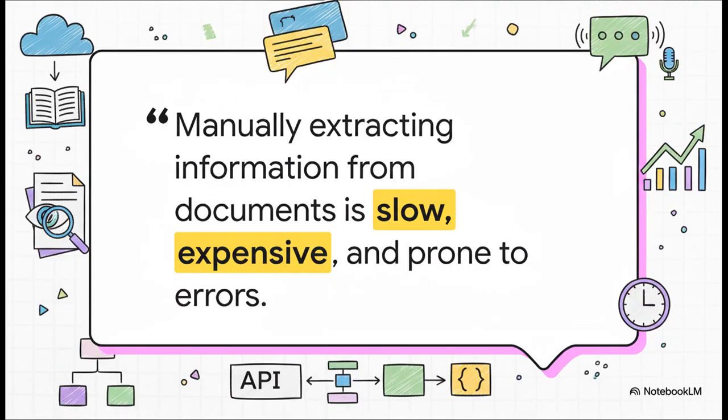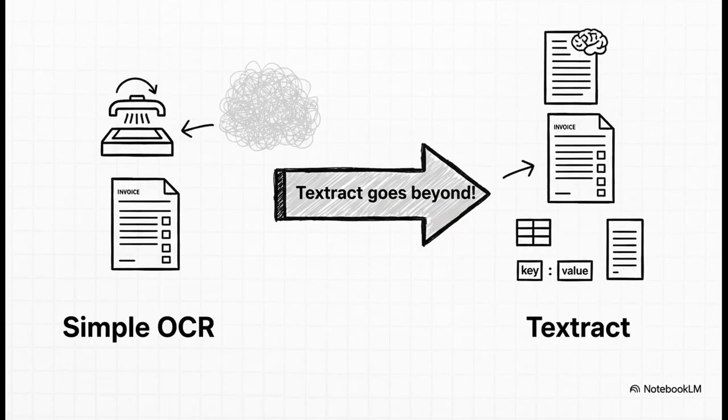But sometimes it's not just about understanding the general vibe of a text. What about pulling specific structured data out of things like invoices, receipts, or application forms? Doing that by hand is, as the slide says, slow, expensive, and prone to errors. We've all been there. And for that, we have Amazon Textract.